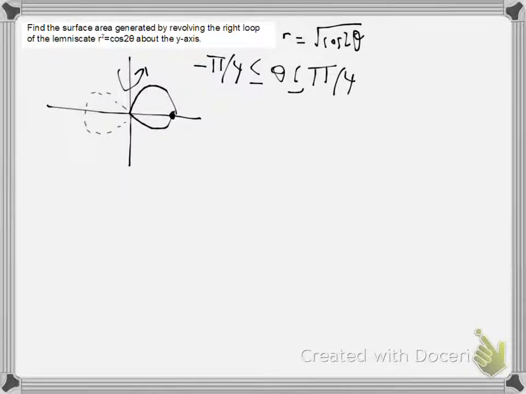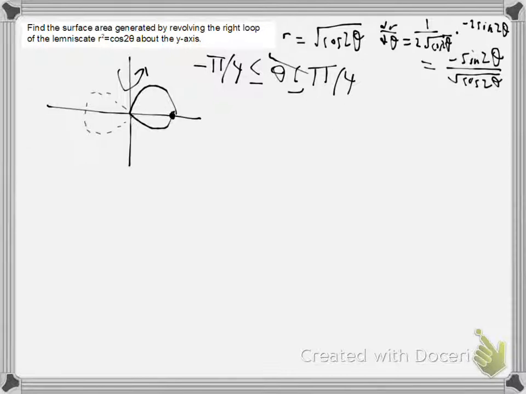We're given that r squared equals cosine of 2 theta, so we can determine that r equals the square root of cosine 2 theta. We can determine that dr d theta equals negative sine of 2 theta over the square root of cosine 2 theta using differentiation.